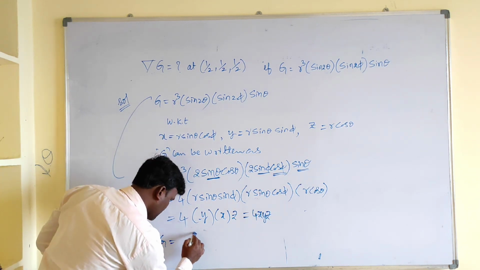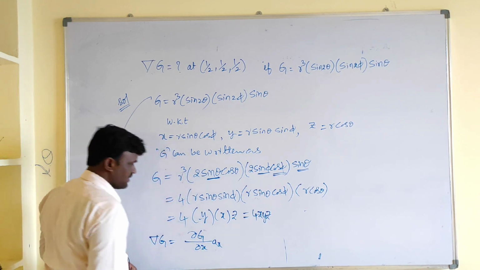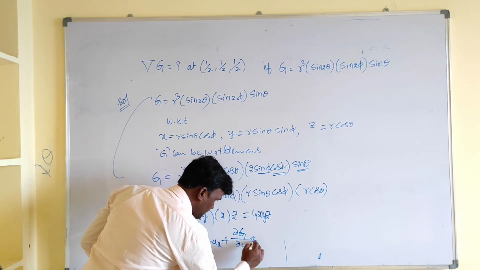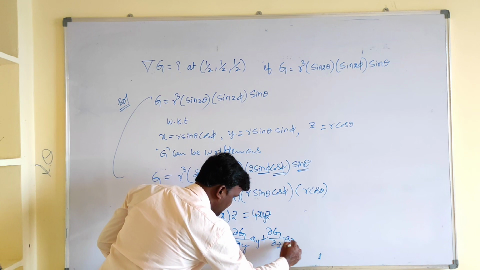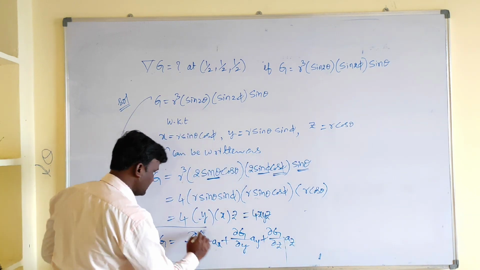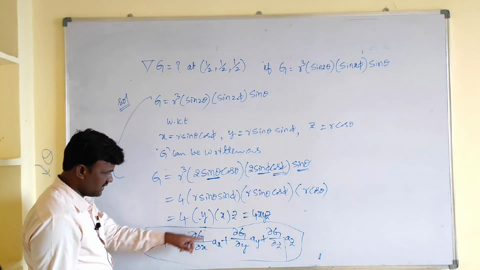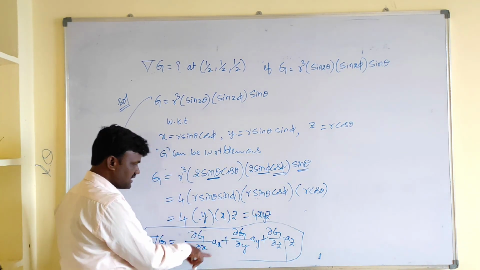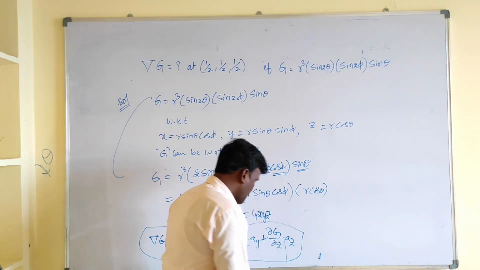That is like this. It is dou g by dou x ax, dou g by dou y ay, dou g by dou z az. In case of the divergence we have for the x, x, for the y, y, for the z, z. But in case of gradient, gradient of any scalar gives what? Vector, like this, unit vectors: dou g by dou x ax plus dou g by dou y ay plus dou g by dou z az.